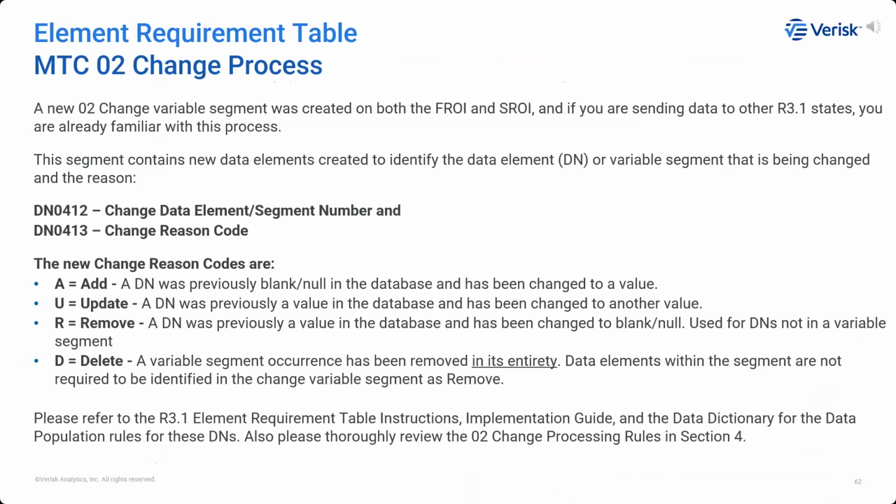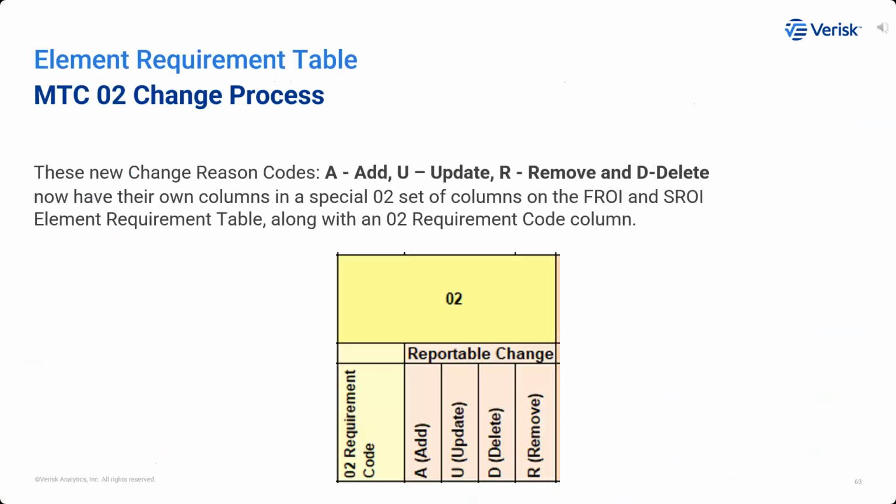Please refer to the Release 3.1 Element Requirement Table instructions, the Implementation Guide, and Data Dictionary for the data population rules for these DNs. Also, please thoroughly review the O2 change processing rules in Section 4 of the IAIABC's Implementation Guide. These new change reason codes now have their own columns in a special O2 set of columns on the FROI and SROI element requirement table. This special O2 section also includes an O2 requirement code column.